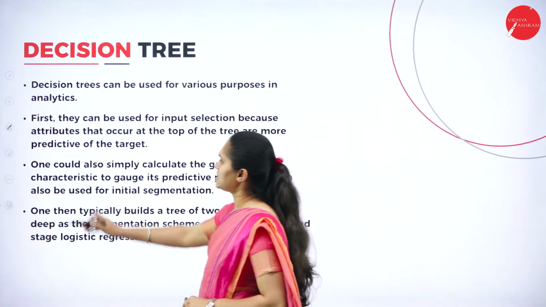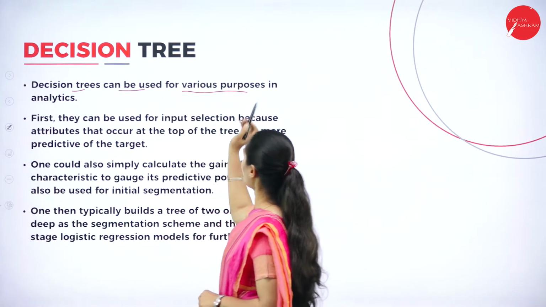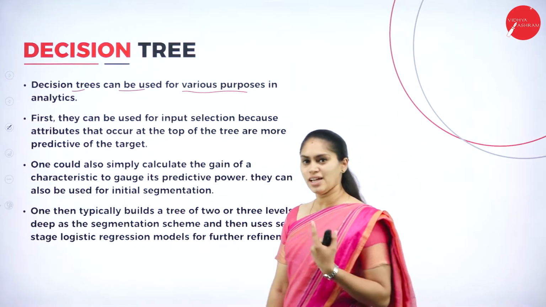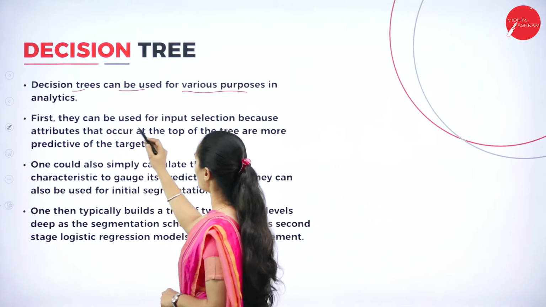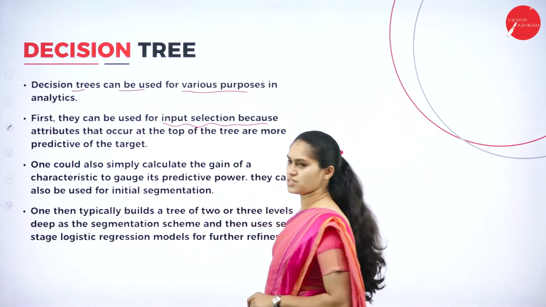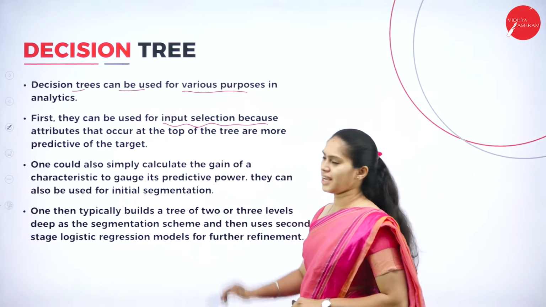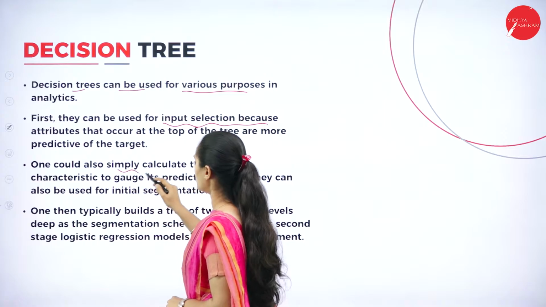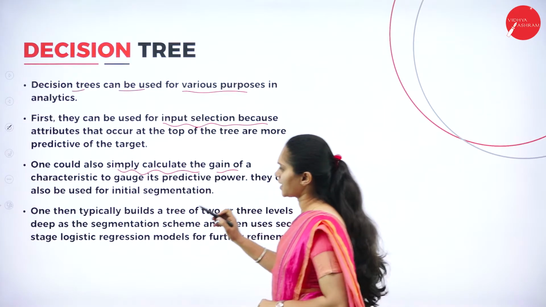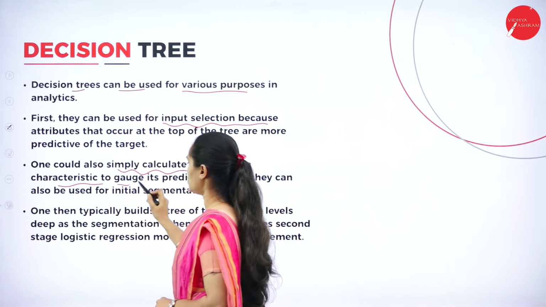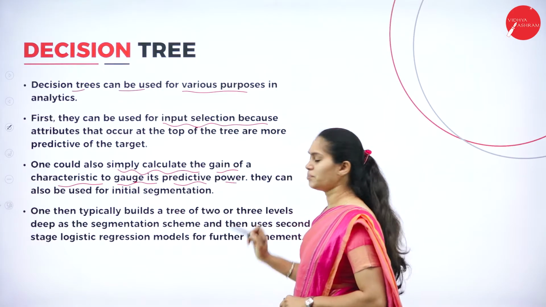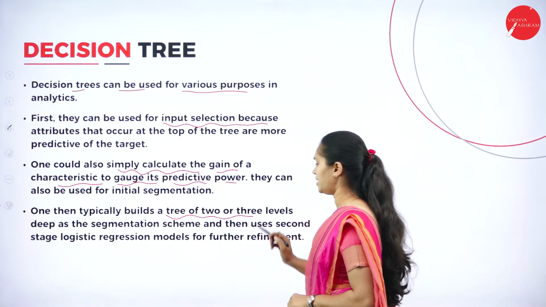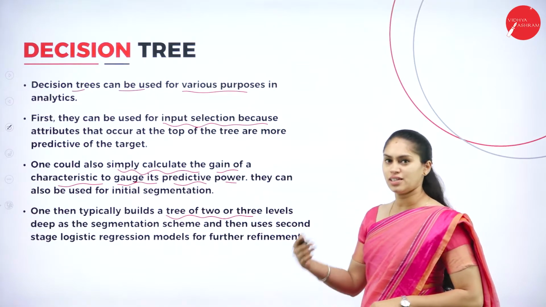Also, decision trees can be used for various purposes. For what purpose are we using this decision tree? What is the first advantage? It can be used for input selection. We can use this decision tree for input selection, and also for simplification, to calculate the gain of a characteristic to gauge its predictive power. And also the decision tree can be used to build 2 or 3 levels of decision making.